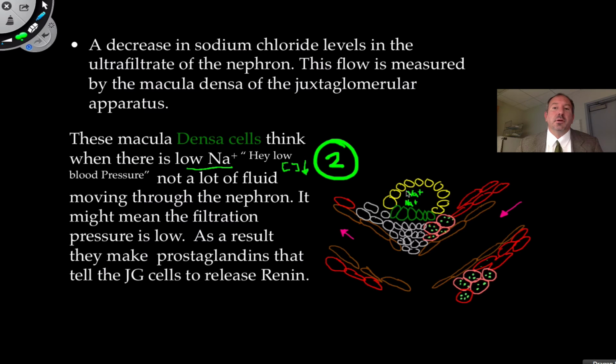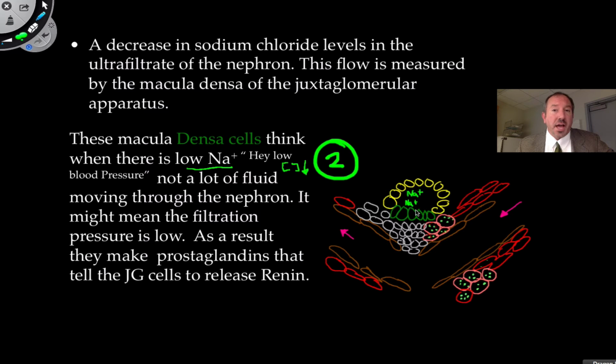And so therefore the sodium levels are a little bit low. And so it might mean that the filtration pressure is a little bit low. And so these cells pick that up by detecting sodium. It's kind of clever. So let me repeat that. By having low sodium in the tube, they indirectly interpret that as low blood pressure.